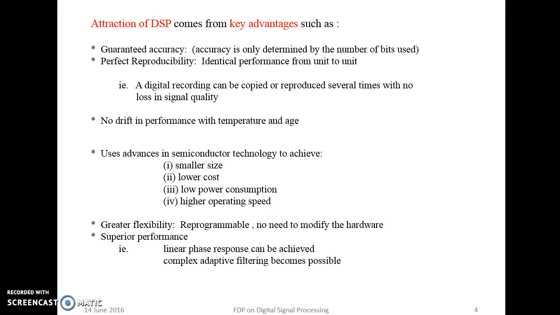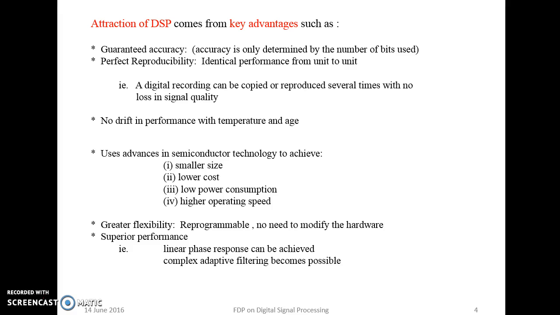Next, there are some advantages of going for DSP. The first one is guaranteed accuracy. Usually we determine accuracy based on the number of bits that we use in our process. The second one is perfect reproducibility. From unit to unit, the performance is identical. Usually a digital recording can be copied or reproduced several times with no loss in signal quality.